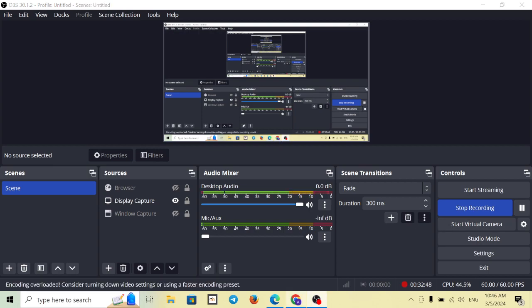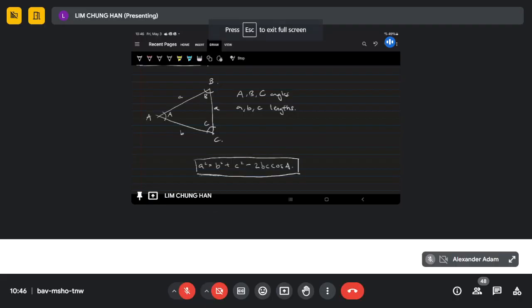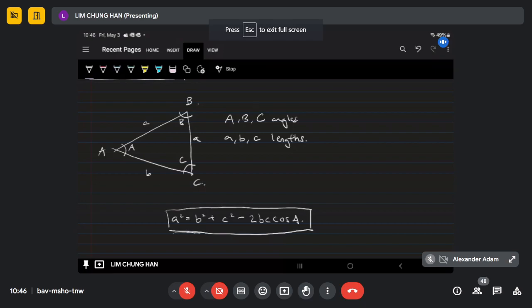Just to refresh your memory, this is what's known as the law of cosines. What we're doing here is we are going to adapt this law of cosines to the application of vectors.